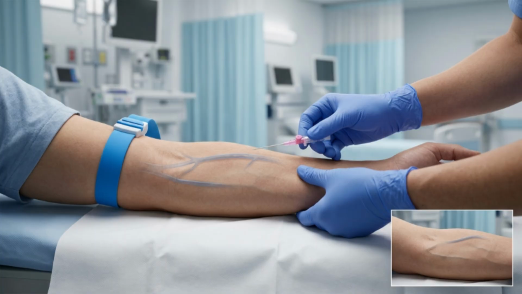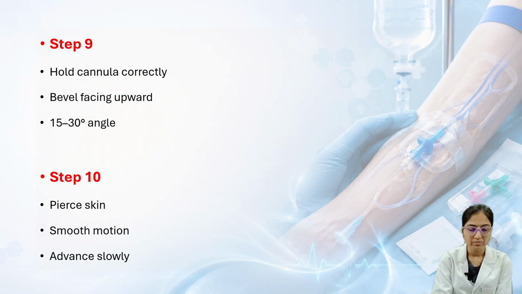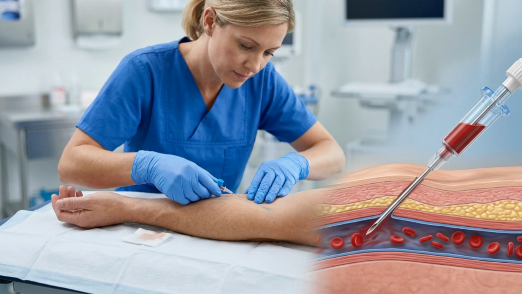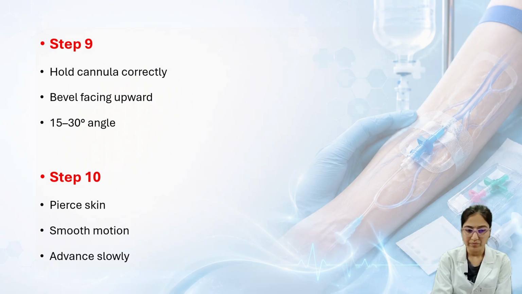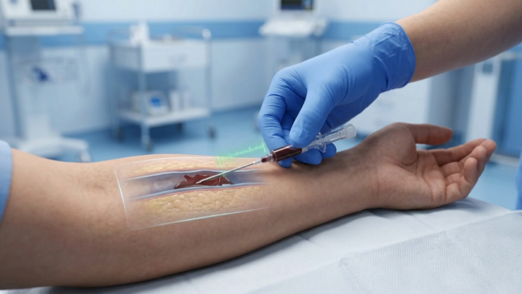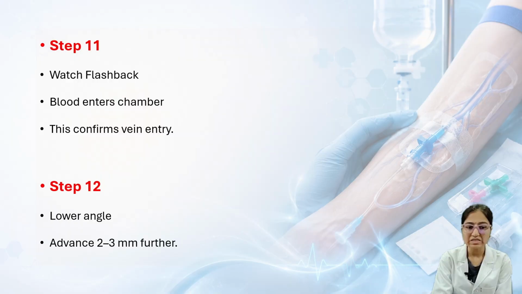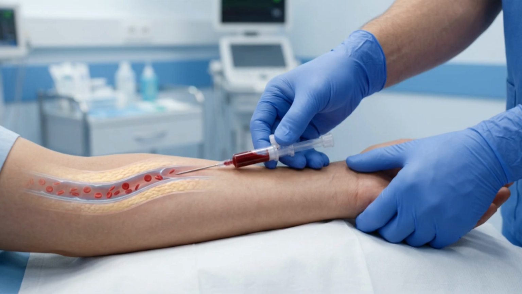Next step, hold the cannula correctly, bevel facing upward, at an angle of 15 to 30 degrees. Then pierce the skin with a smooth motion and advance slowly. Watch for flashback, where blood enters the chamber. This confirms vein entry. Then lower the angle and advance 2 to 3 mm further.